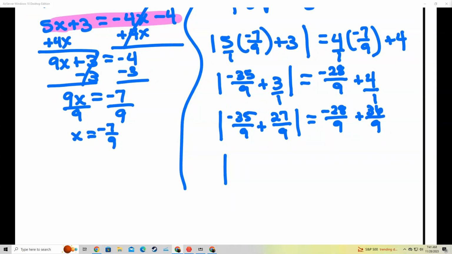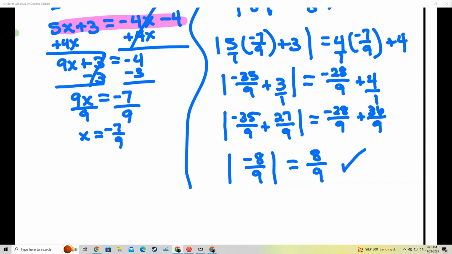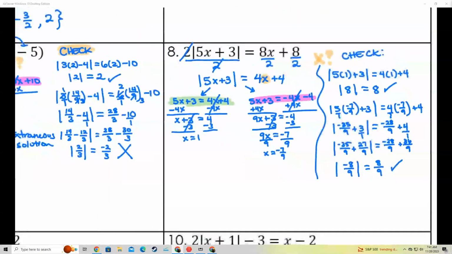Absolute value of, I'm going to add these two together, and what I end up with is negative 8 over 9 is equal to, I'm going to add these two together, and what I end up with is 8 over 9. And then I ask myself, is the absolute value of negative 8 over 9 equal to 8 over 9? The answer is yes, so this fraction actually works as well. So in this case, I did not get any fake solutions. Both of them are going to work. So I get to write both of my answers, smallest one first, negative 7 over 9, comma 1.